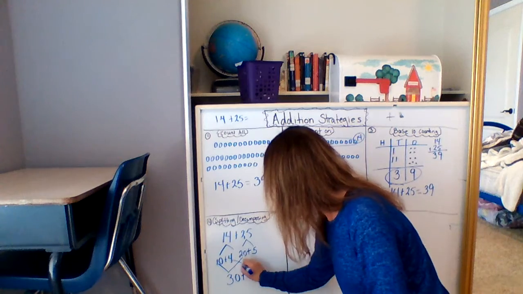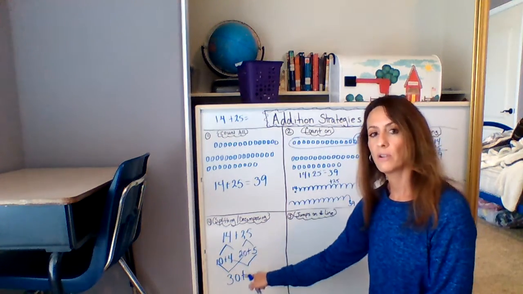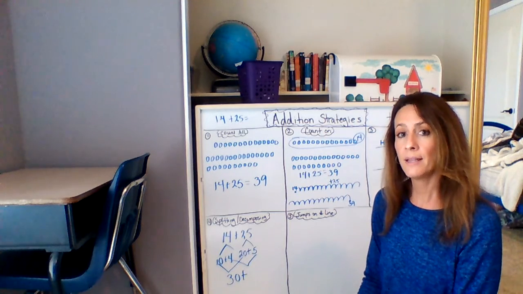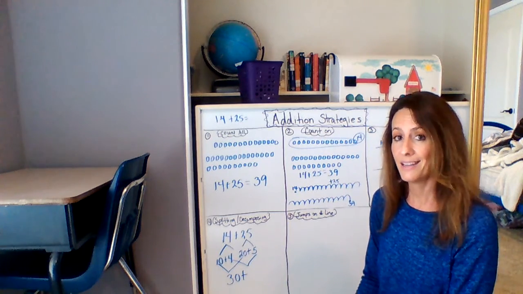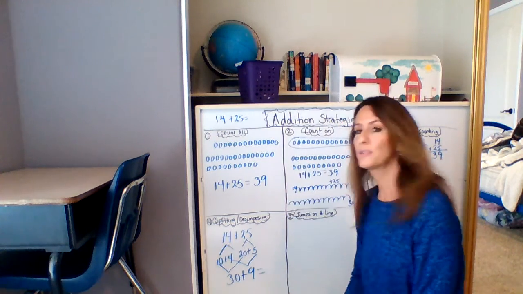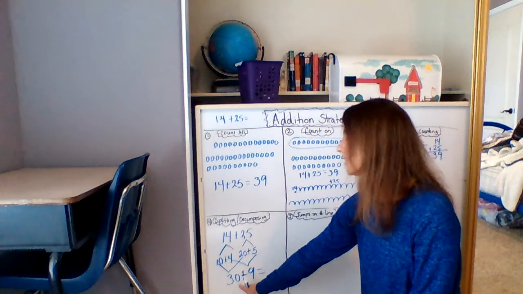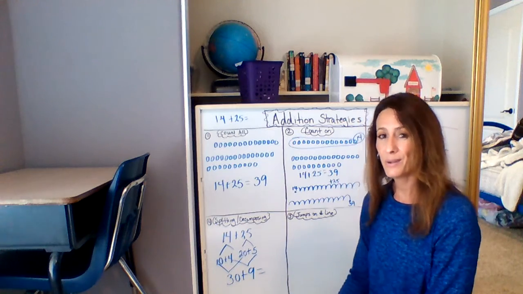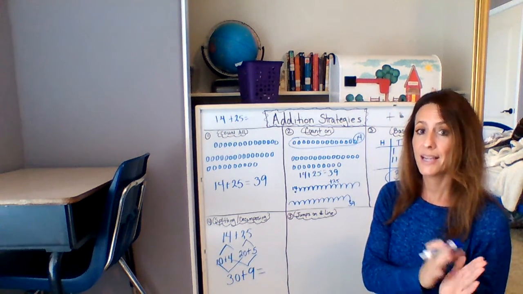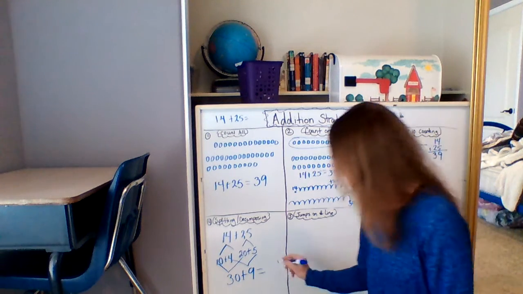Plus, let's group up our ones, which is 4. 4 ones plus 5 ones is 9. Good job. We're almost to our answer. We have left 30 plus 9. You can almost see that that 9 goes right into the ones place, and it becomes 39.